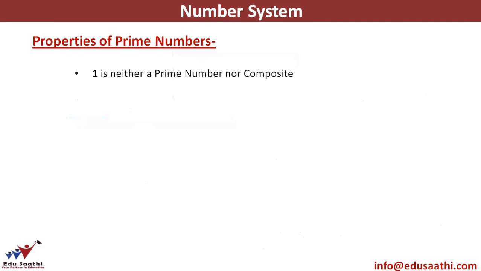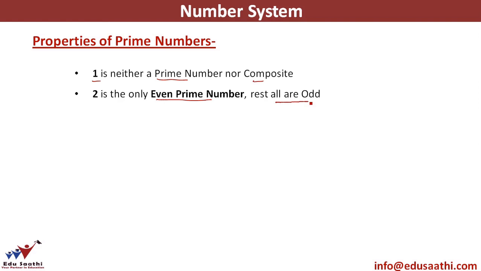A prime number has 2 factors, with an exception of 1. 1 is neither prime nor composite, as I already stated. 2 is the only even prime number that you have. All the other prime numbers are odd.